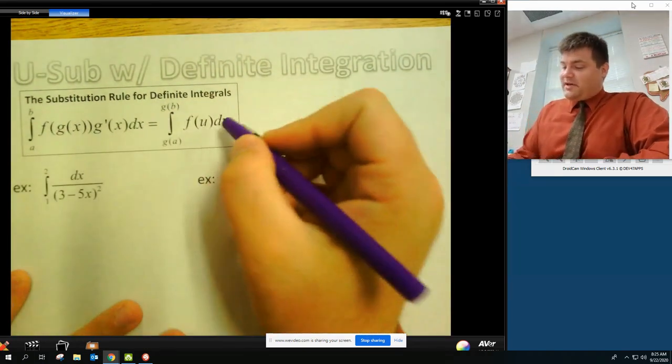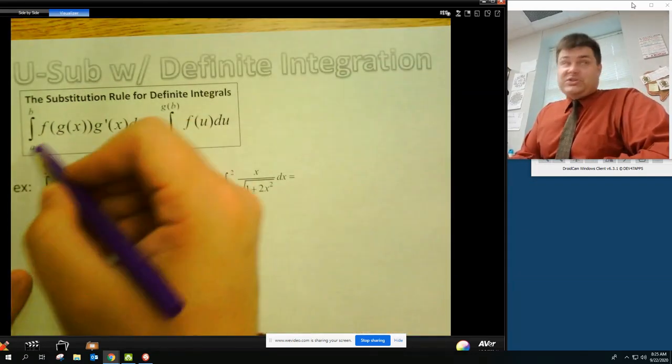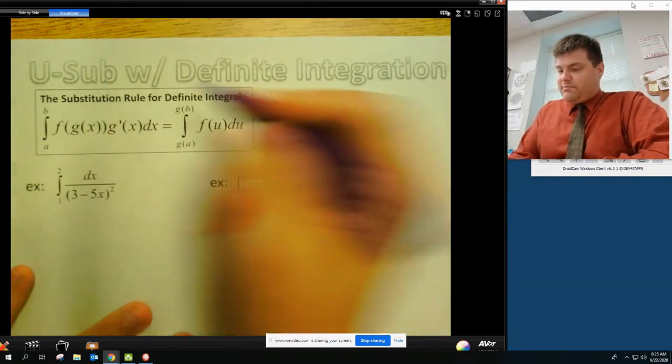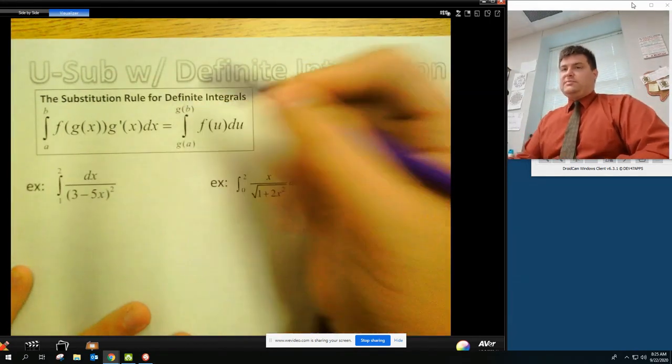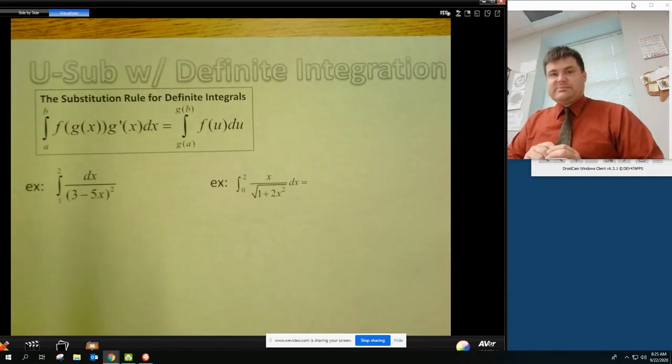I'm going to change it from x's to u's, my bounds change too, and that's the big part. So a changes into whatever g of a is, and b changes into whatever g of b is. We need to make sure we change those bounds. That's a huge deal, and that's actually a pretty common mistake for these.